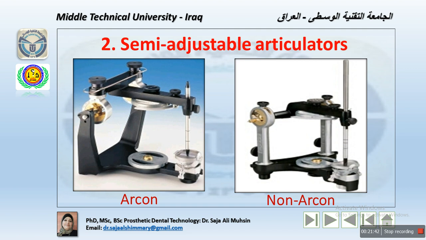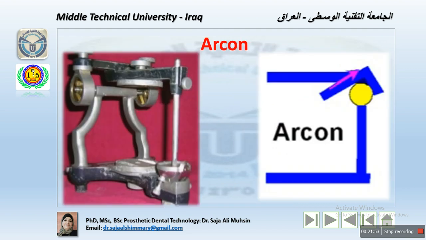These are the arcon and non-arcon types. So what's the difference between the arcon and non-arcon types? Now we shall start with the arcon, for example. This is the semi-adjustable. This is most commonly used by many technicians and practitioners. In the arcon articulator, the condylar element is attached to the lower member of the articulator.